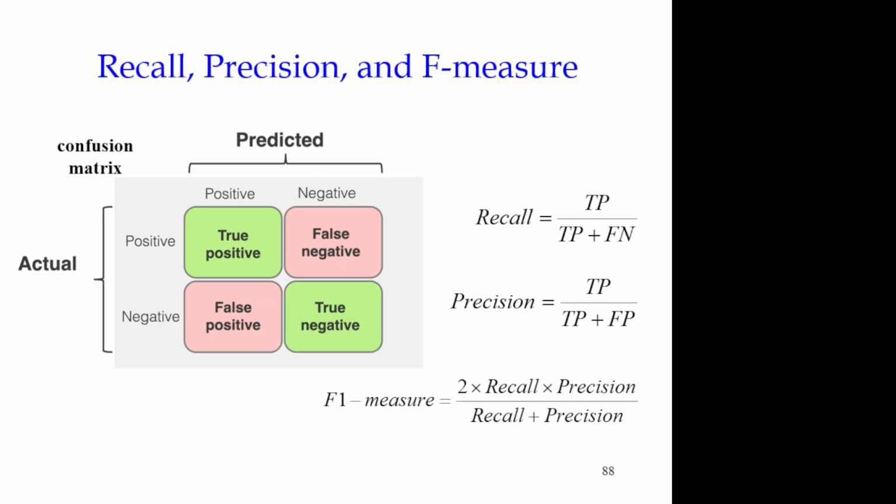And you can combine recall and precision together to calculate the F measure, like this: 2 times recall times precision, divided by recall plus precision. You can get one value called the F measure. But we usually check recall and precision together, because recall and precision are a trade-off when you evaluate your system performance.